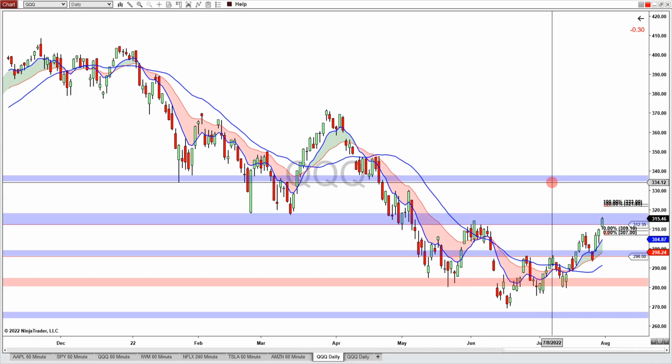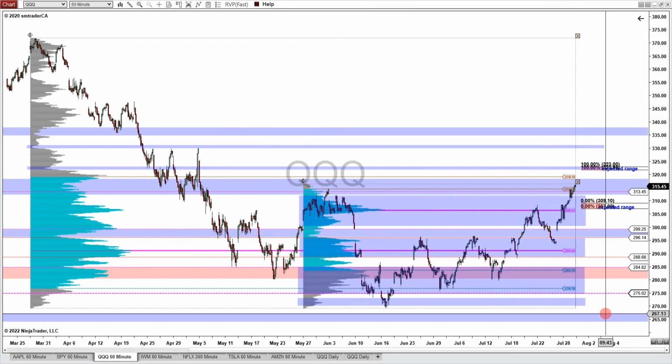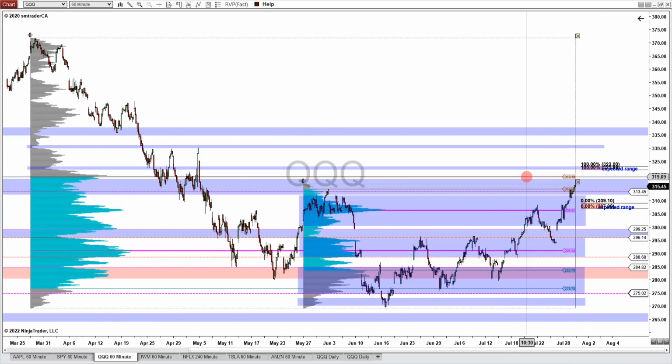Above it is a potential resistance zone near the 335 and a potential support zone down near the 299 level. On this 60-minute chart of the QQQ, we see the price is near this composite volume profile value area high near the 319, which is in confluence with a potential resistance zone.